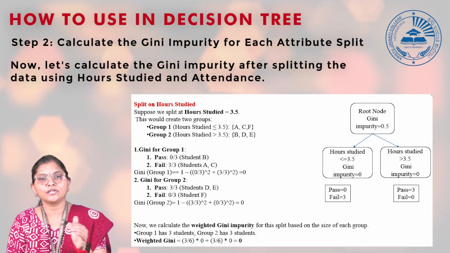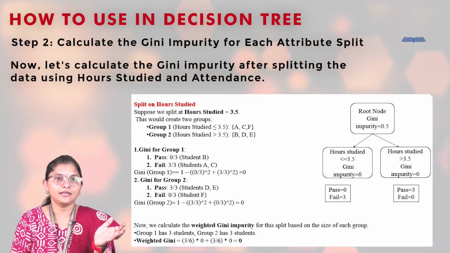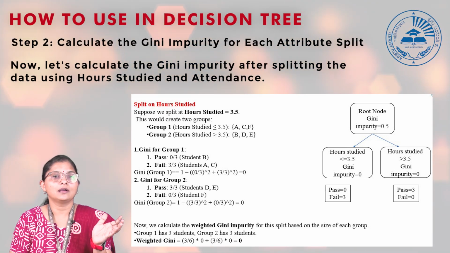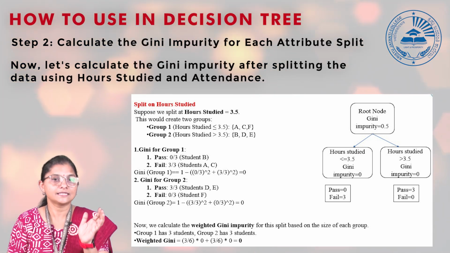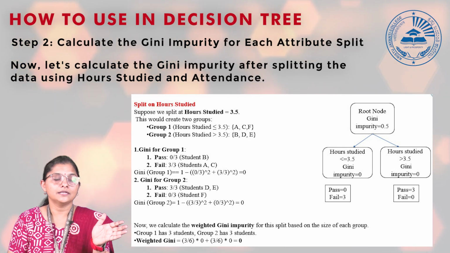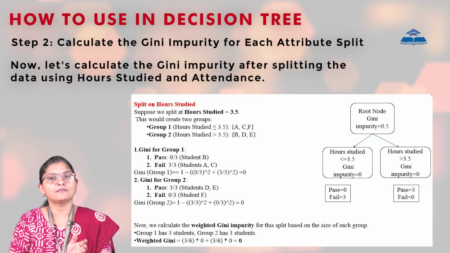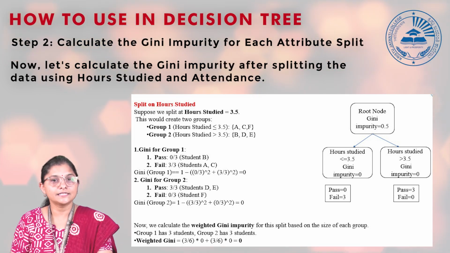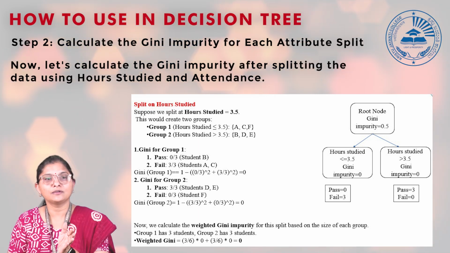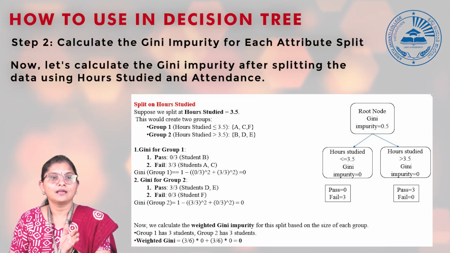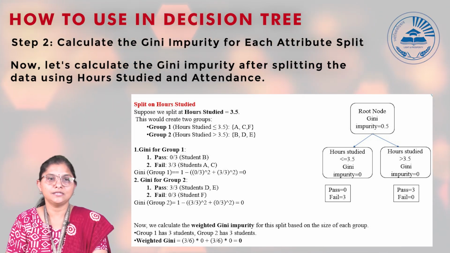In each group, 3 samples will fall. In group 1, the pass category has no students, and the fail category has 3 students. That is, if the study hours is less than or equal to 3.5, then the data comes under the category of fail. For Gini group 2, if the number of hours studied is greater than 3.5, then the pass group would have 3 samples and the fail group would have 0. So for both the groups, the Gini impurity would be 0.